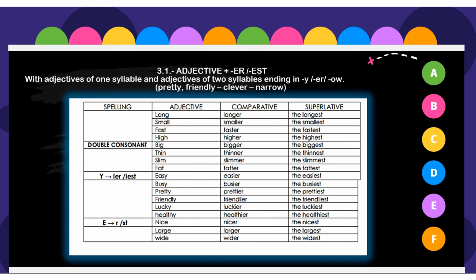healthy, healthier, the healthiest. Also the ones that finish in E, so you're going to add R or ST. For example, nice, nicer, the nicest. Large, larger, the largest. Wide, wider, the widest. So they finish in E, so you just need to add R in the comparative form and ST in the superlative form.